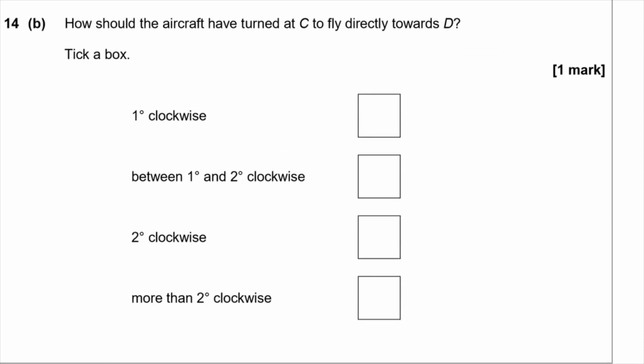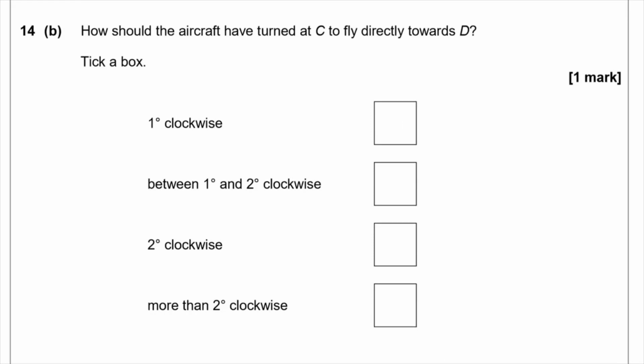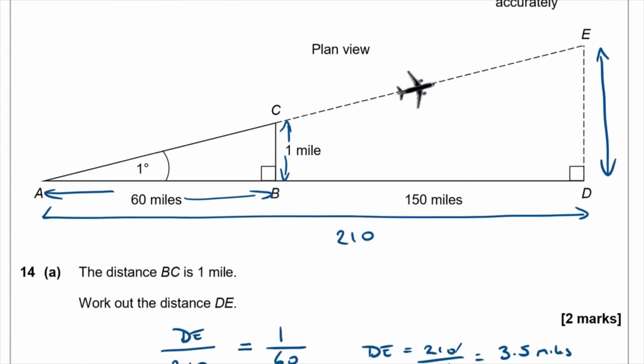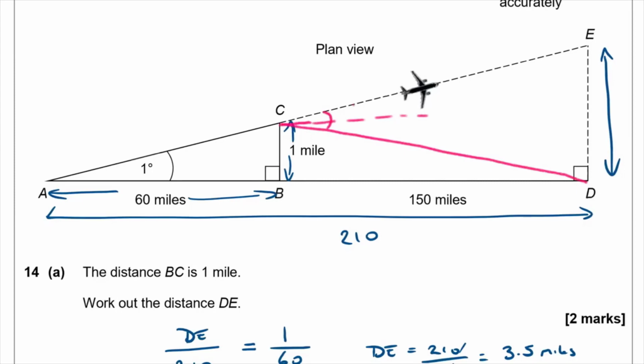So the next part of the question says, how should the aircraft have turned at C to fly directly towards D? So coming back to our diagram, basically at point C, it should have corrected its course and gone off in that direction there. So it needed to turn this angle. Now that turn is clearly more than 1 degree, because that's 1 degree there, isn't it? So it's more than 1. It's just whether or not this distance here is bigger than or smaller than 1.